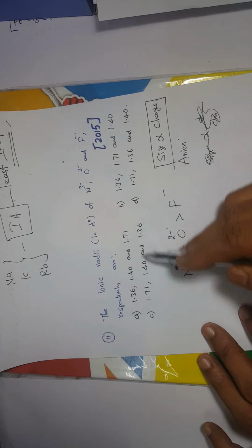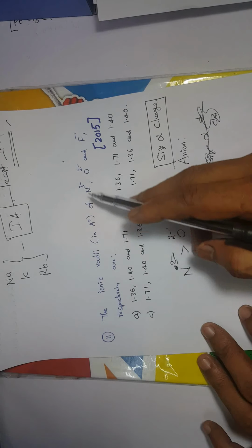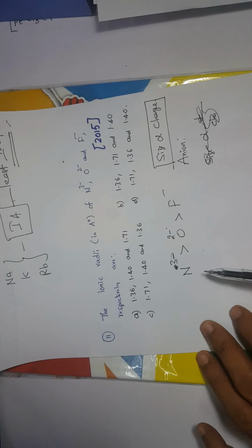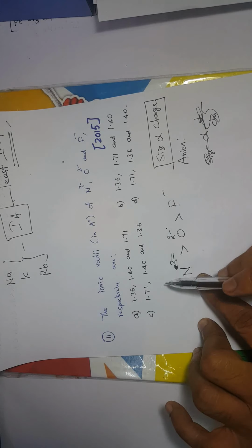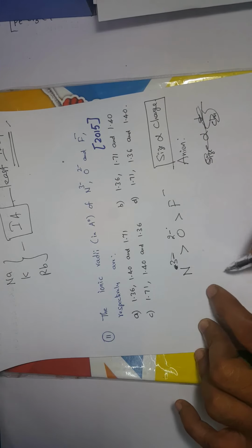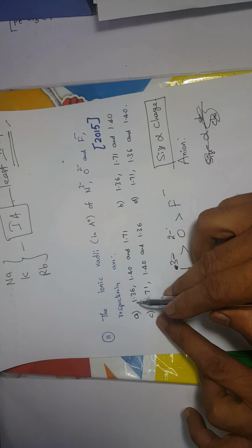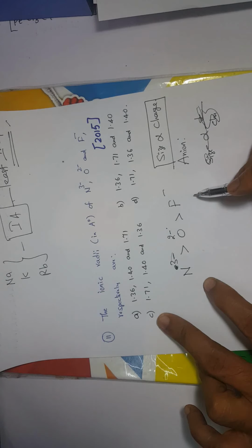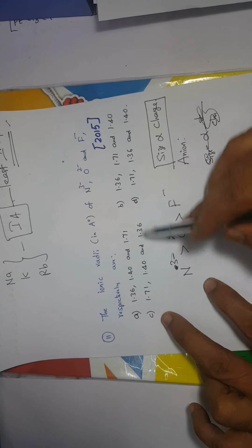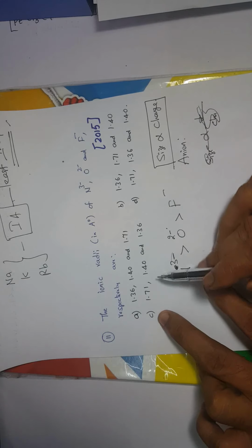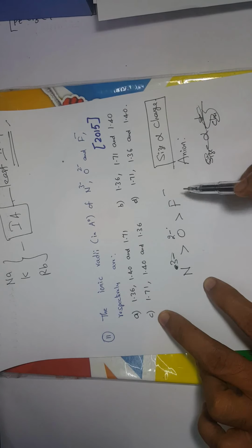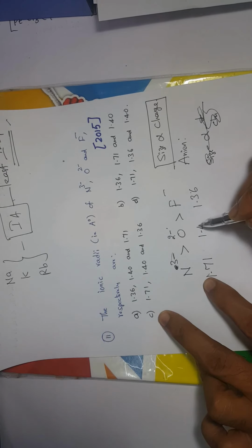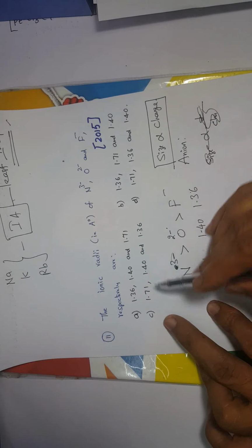So here they have given three values, respectively: the first value is for the first one, the second value for the second one, the third value for the third one. The nitrogen case is the first one, so its value must be the biggest. They have given the values 1.71, 1.4, 1.36. The first one must be the biggest and the last one must be the smallest. For the biggest first value, C and D are there. Next, the smallest must be the last one. So it is 1.71, then 1.36, and in between them 1.4. So the answer is C.